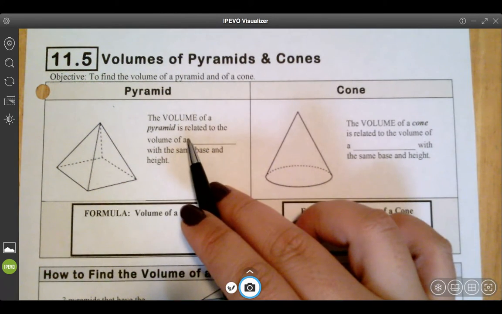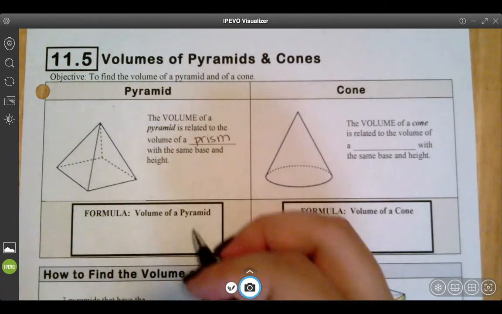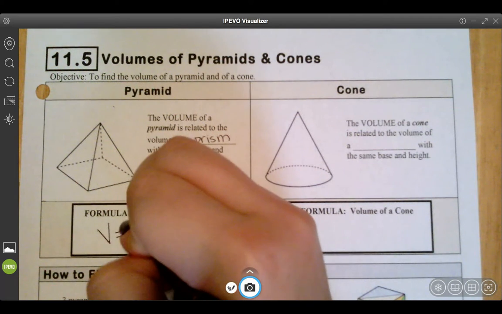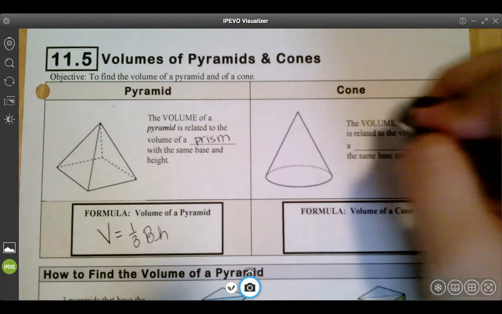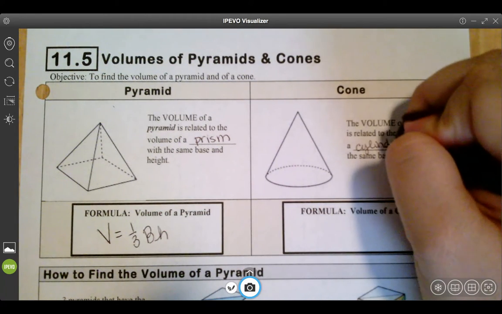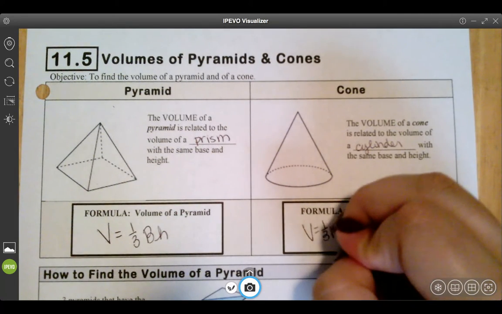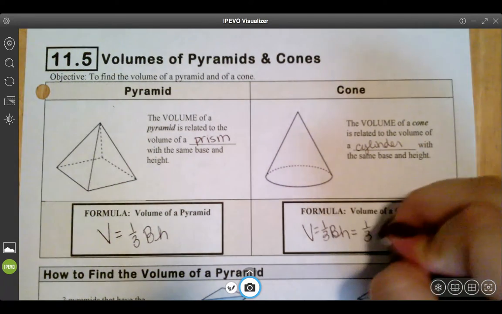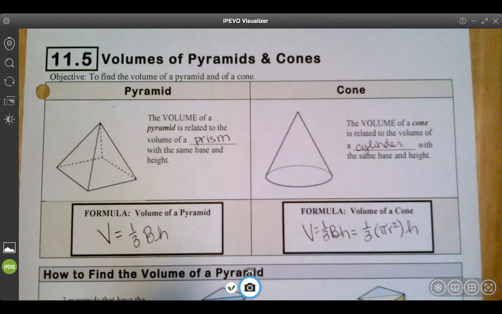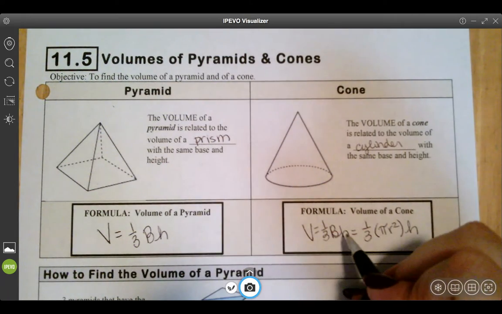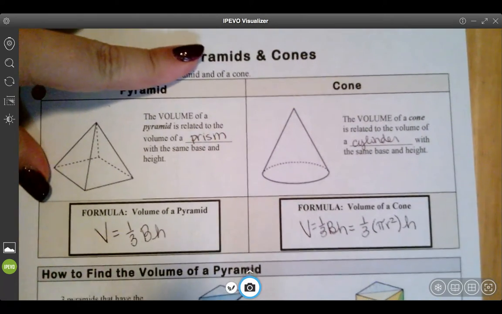So the volume of a pyramid is related to the volume of a prism with the same base and height. And we use the formula volume equals 1/3 base times height. A cone is related to a cylinder with the same base and height, and we'll use volume equals 1/3 base times height. And remember, we can substitute because we know the base is a circle, pi r squared times h if we want to. Same formula for both a cone and a pyramid, but we can be a little bit more specific for a cone because there's only one shape that base can be.